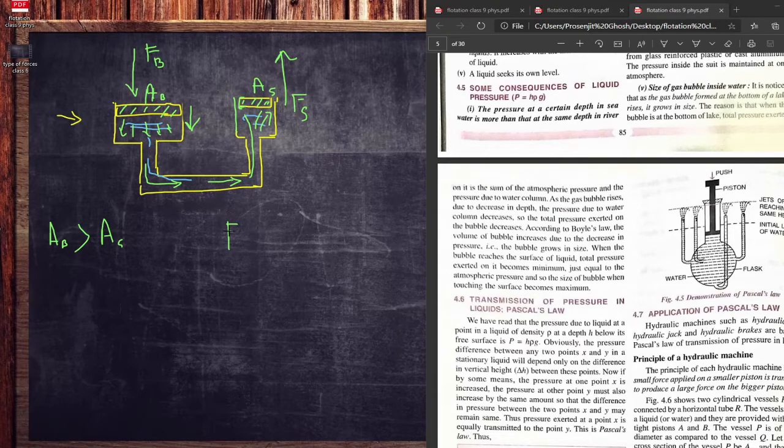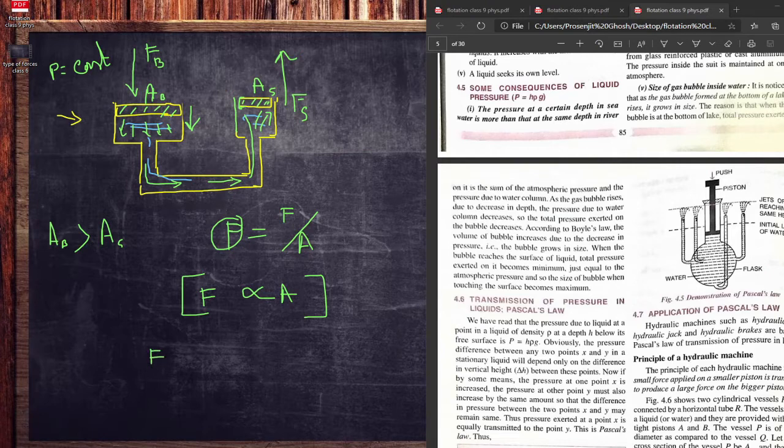Alright, so we know that pressure P is equal to F by A. Now as you can see, in this case pressure is constant. No variation of pressure is occurring. That means F is proportional to A. You can see it from here that if P is constant, that means F is proportional to A.